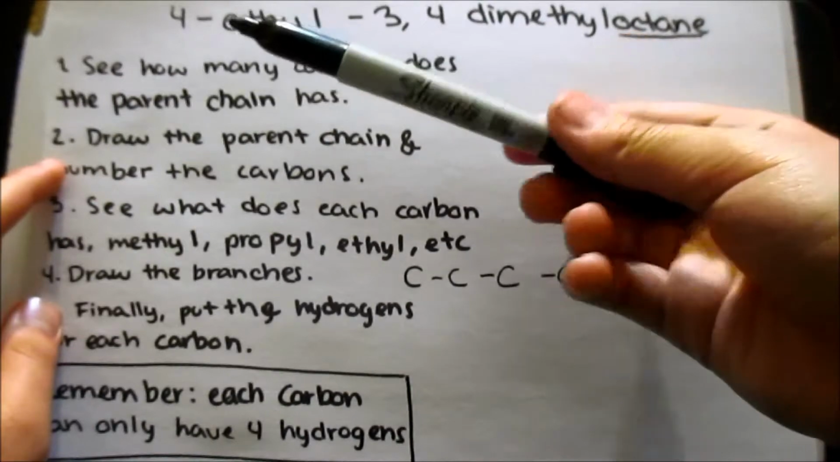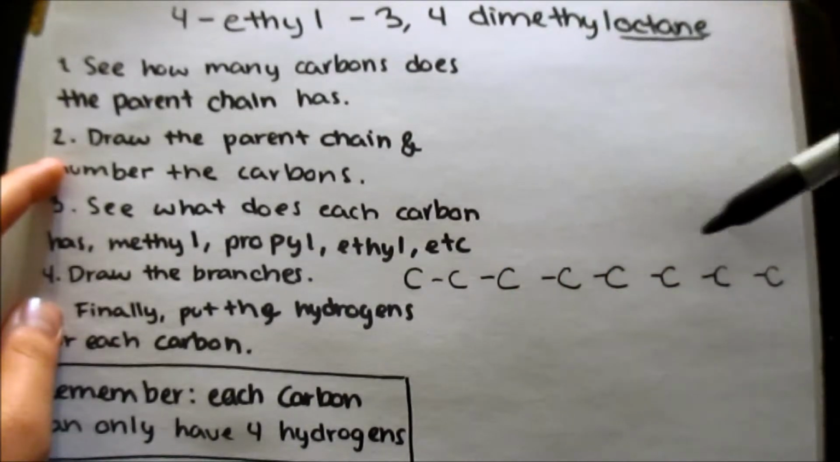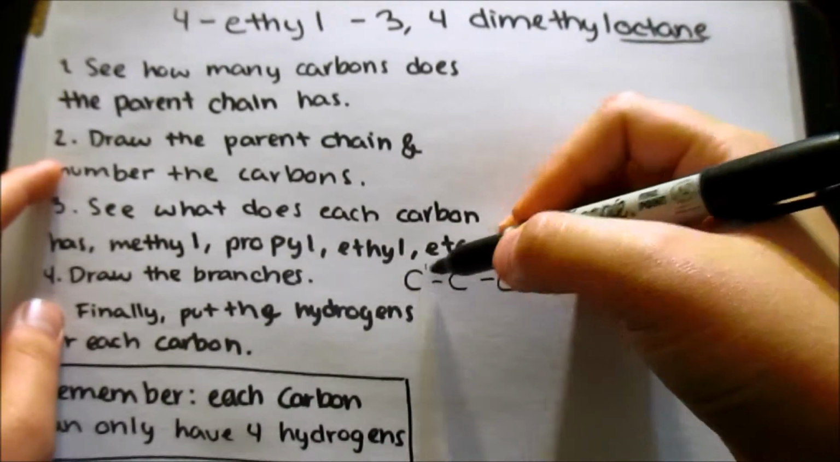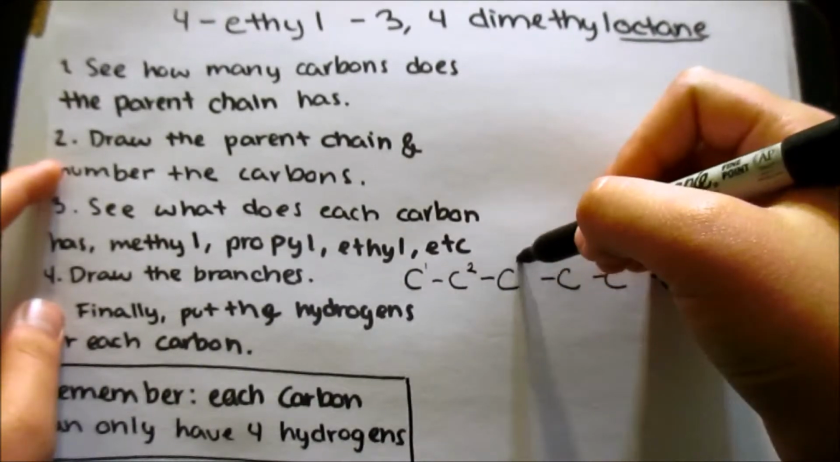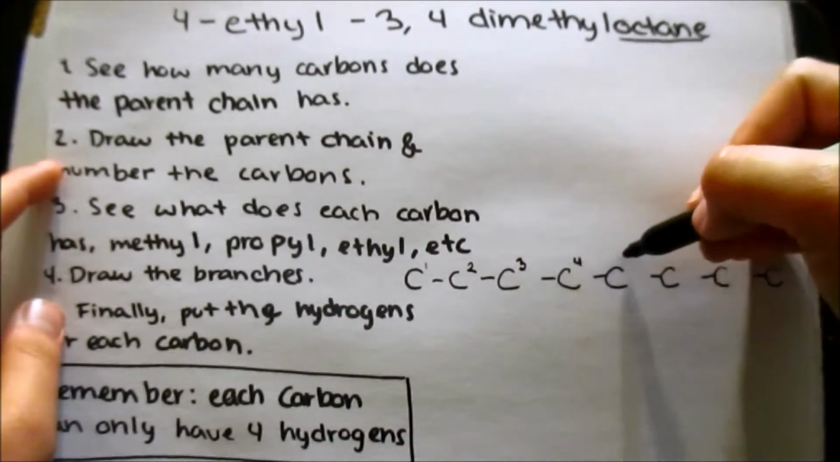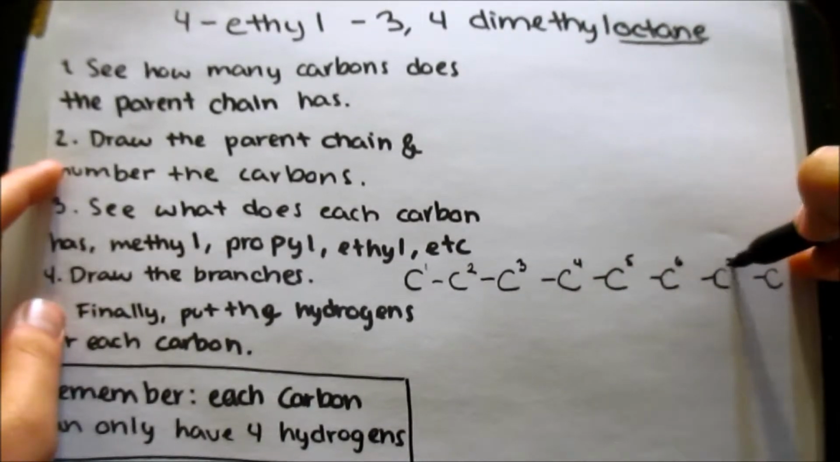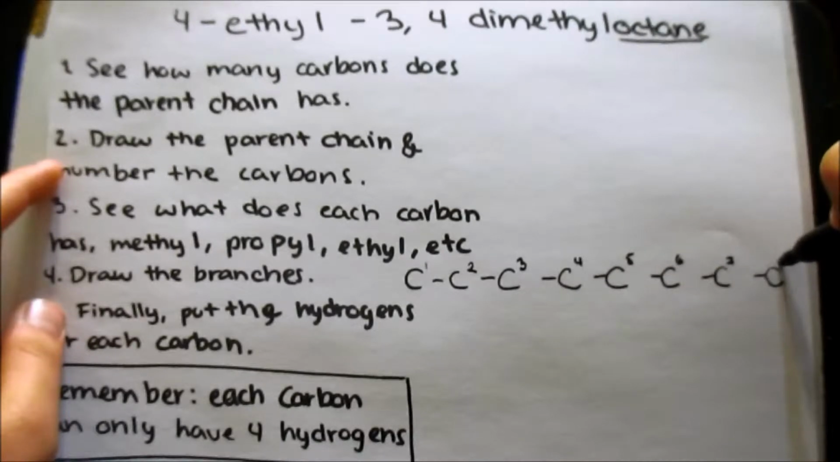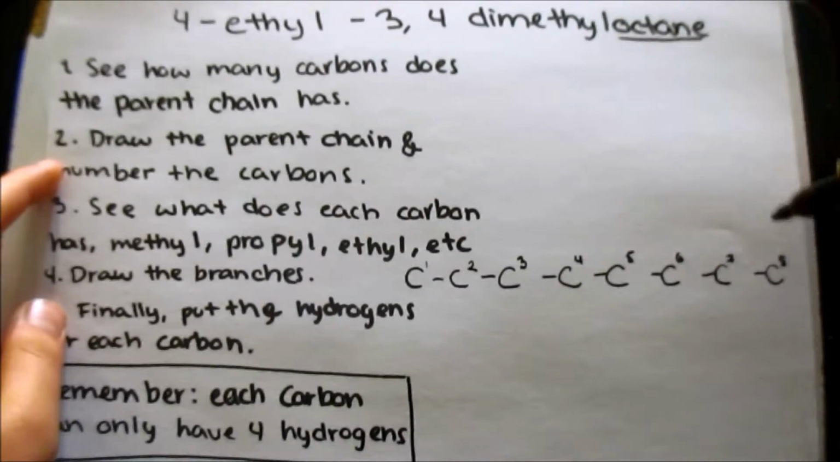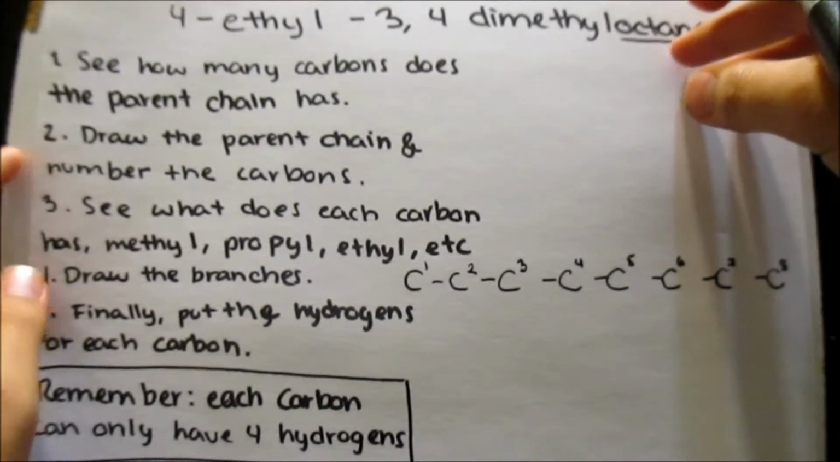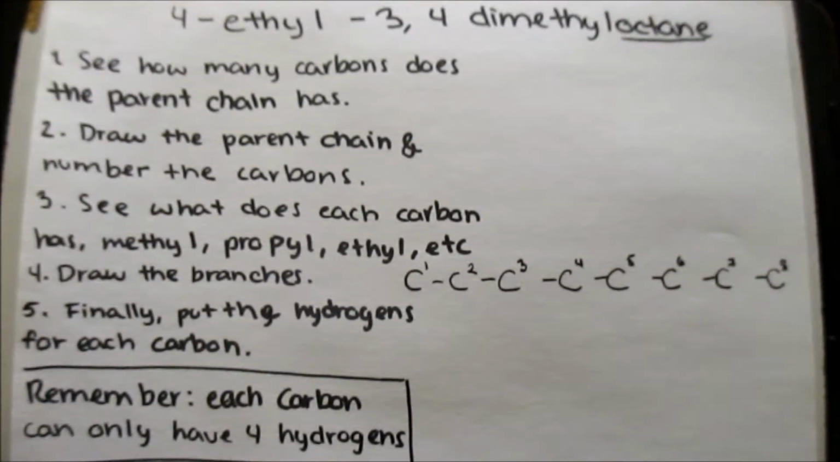The second step is to draw the parent chain. We already did it. And number the carbons. So here is 1, 2, 3, 4, 5. At the beginning it's easier to name them, but when you get a little bit of practice, you don't need to write them.